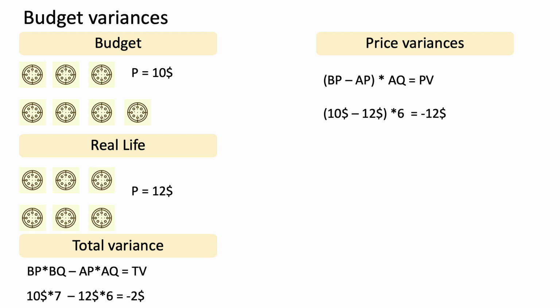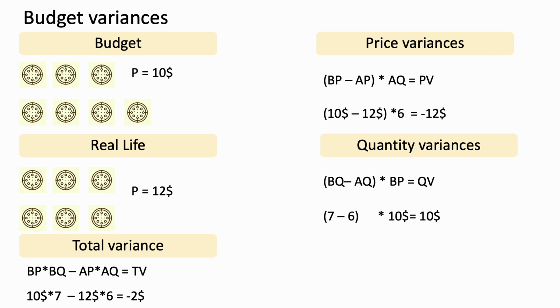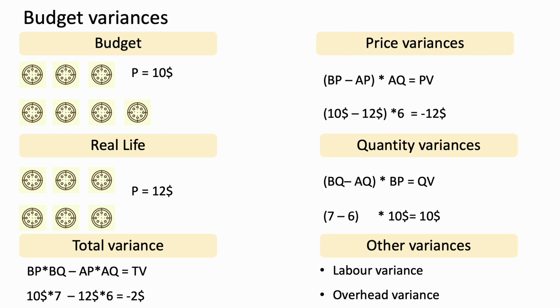Quantity variance. Quantity variance is about how many pizzas we actually bought compared to what we planned. It's calculated as budgeted quantity minus actual quantity, multiplied by the budgeted price. In our case, it's 7 minus 6, multiplied by the $10 price, which is equal to $10. This shows that we bought 1 pizza less than planned and saved $10 because of it. Other budget variances could be labor variance, overhead variance.